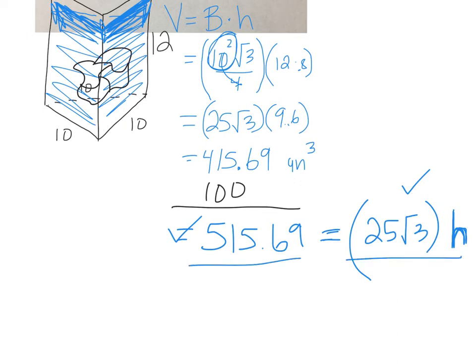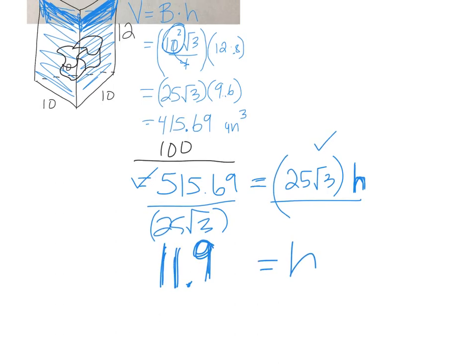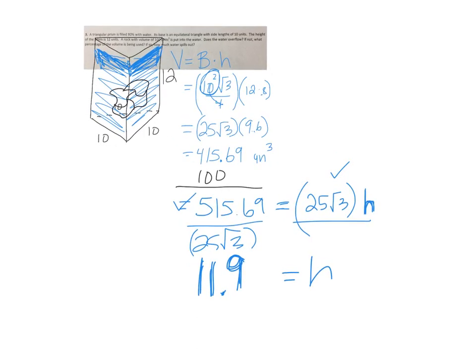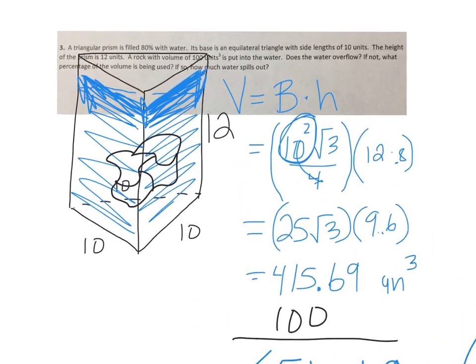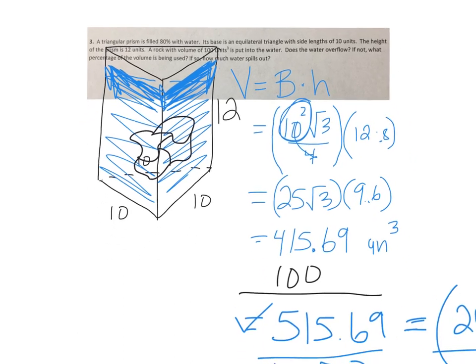So dividing both sides by 25 roots of 3. In your calculator, make sure you parenthesize it or it will get confused once again. I get 11.9 as the new height of my water, which is pretty close to 12, but no, it does not actually overflow. So it says, if not, what is the percentage of volume that's being used?